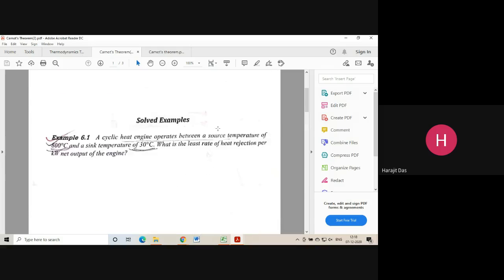So the question is, just go through the question very carefully. A cyclic heat engine operates between a source temperature of 800 degrees centigrade and a sink temperature of 30 degrees centigrade. What is the least rate of heat rejection per kilowatt net output of the engine? It is given that a normal heat engine works in between a source and the sink, just like our previous example. So one source will be there, one sink will be there.